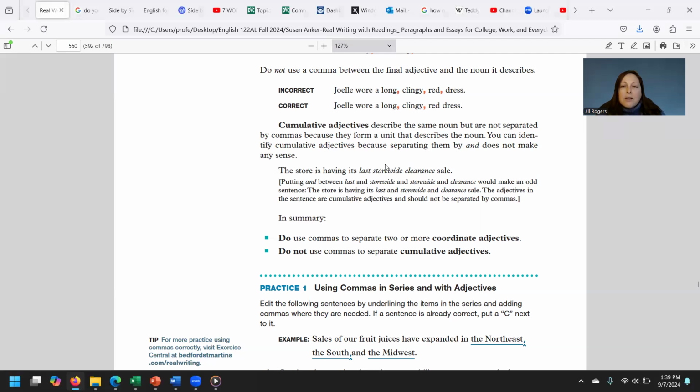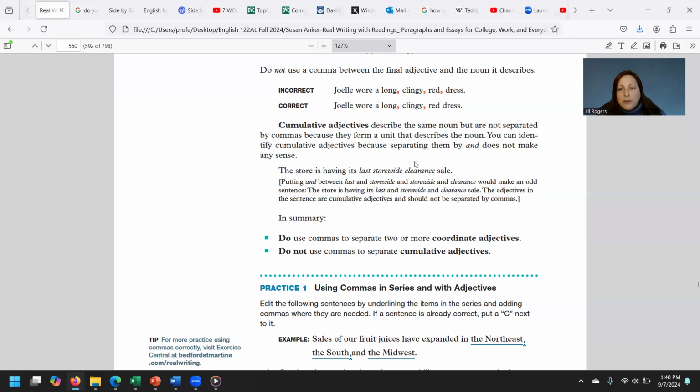But the idea is that the difference with this one, last store-wide clearance sale, is that they describe the same noun and they're not separated by commas because they form a unit that describes a noun. The idea is that this thing all together describes this noun. Now, they also have to be in the right order. You can't say clearance store-wide last sale. That doesn't make sense. So that's why it's important. But honestly, if you just learn the more common ones, that'd be more useful.